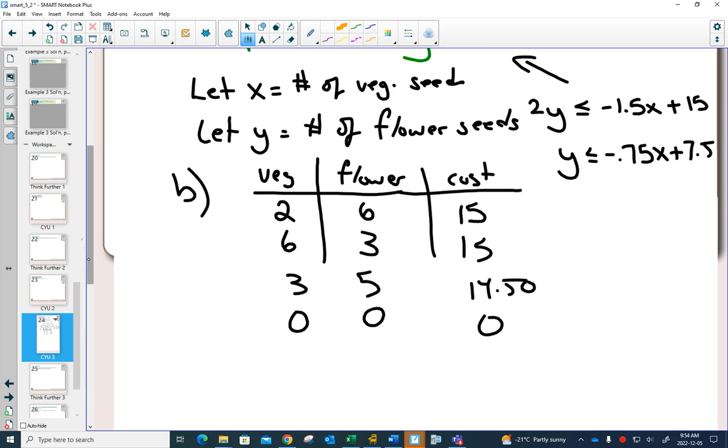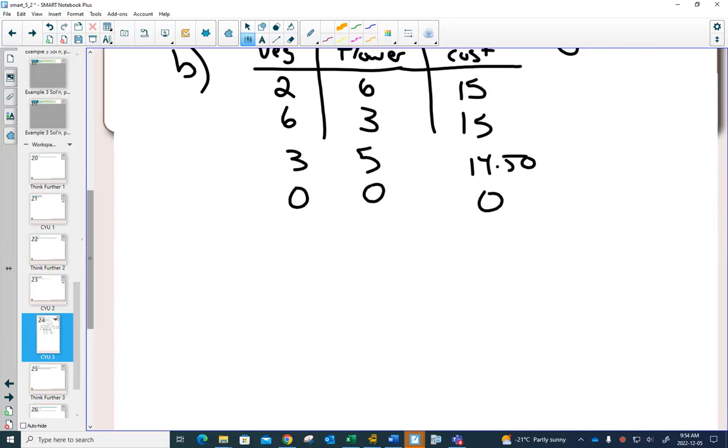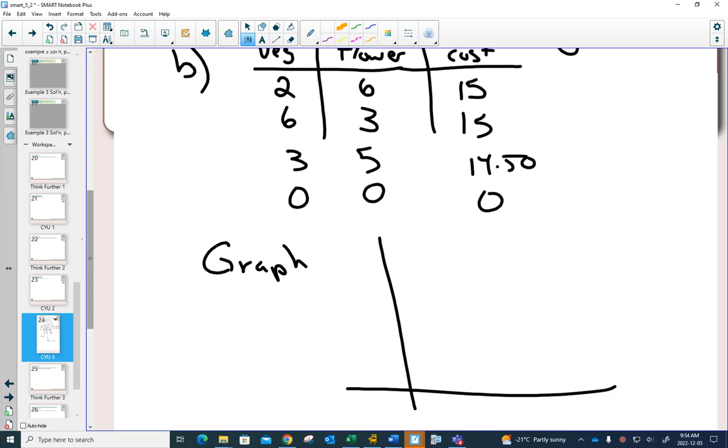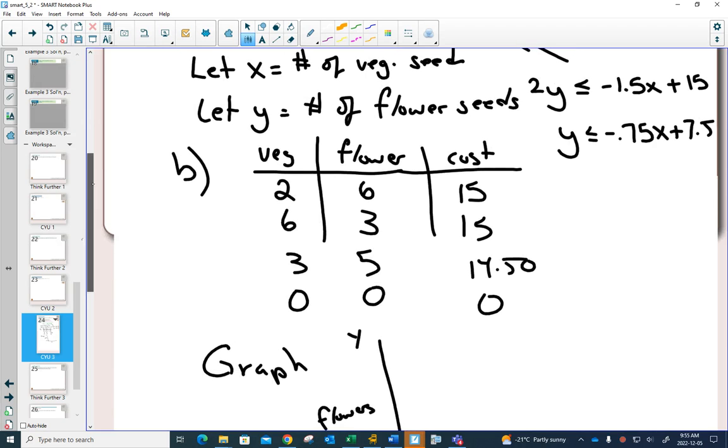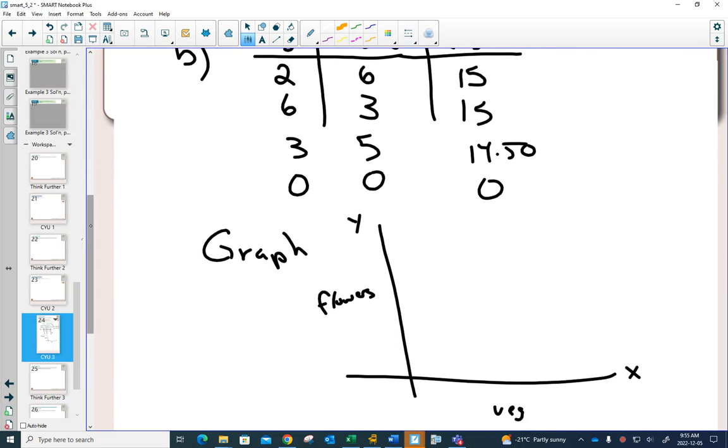So when I go to graph this, graph it big here. Here's my x-axis, here's my y-axis. My x-axis stood for veggies. Y-axis stood for flowers. And according to this, we have a y-intercept at 7.5.